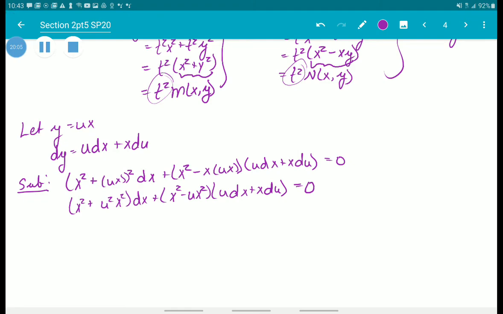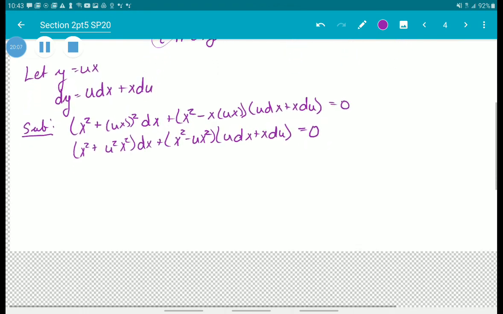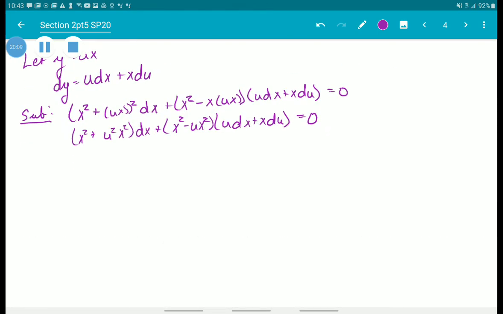Remember, the goal is to separate the variables. If you have a homogeneous differential equation and you do your substitution, you should be able to separate. In fact, that's the whole point of doing the substitution. If one substitution gives you something that you can't separate, that means you need to try the other substitution. You will be able to separate one of the substitutions. We're going to FOIL here.